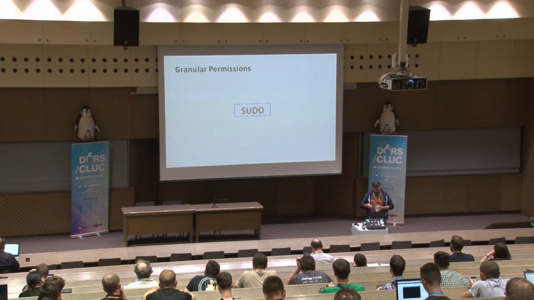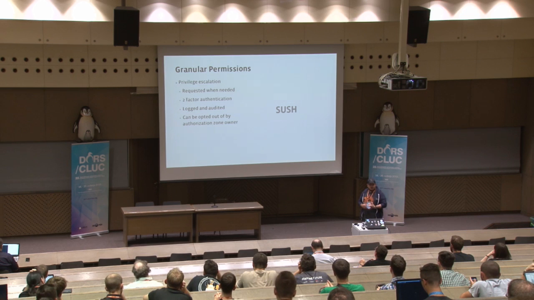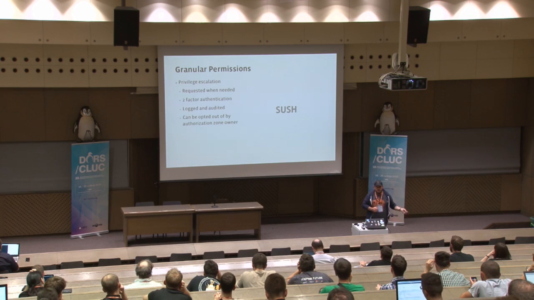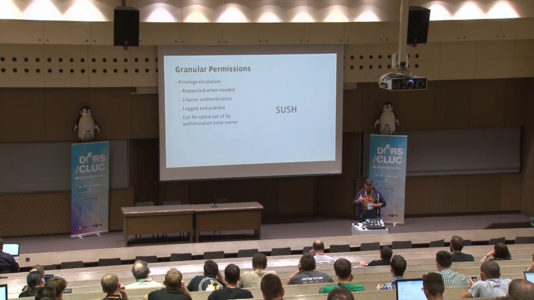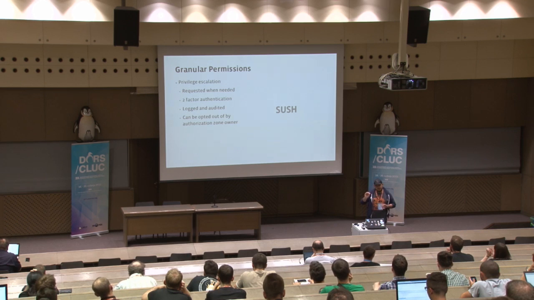But because we can re-request principals or re-request a certificate at any point in time, what we came up with is SUSH. You request access to servers that you wouldn't normally have access to, and you elevate your privileges with SUSH. It does two-factor authentication, it's logged, it's audited, we ask you why you want to log into those systems, and the service owner of the authorization zone can opt out if they need to for whatever reason. But the most important part is we know who is doing it, we know why they're doing it, and we know what they're doing.